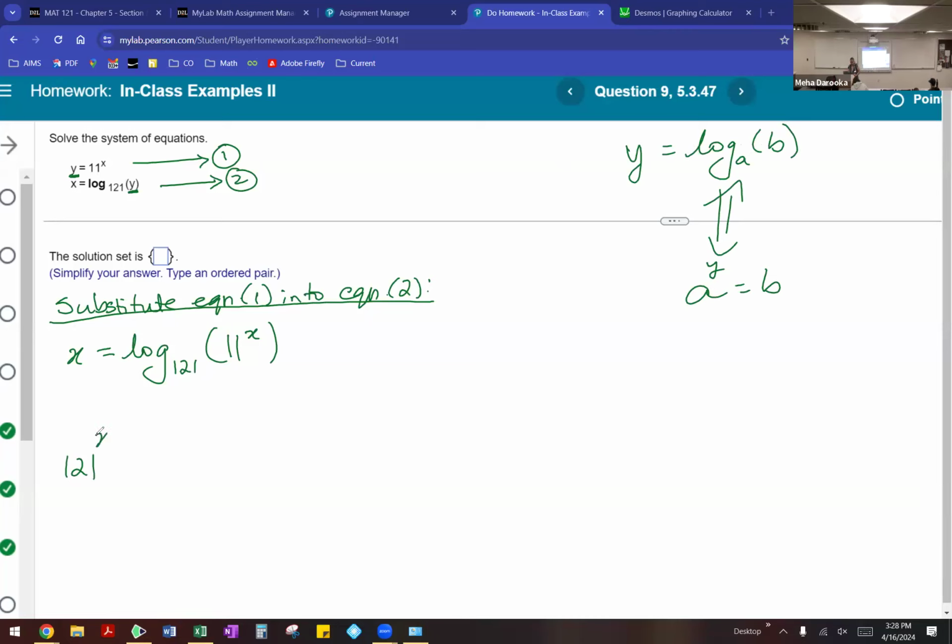to the power of x equals 11 to the power of x. And we're going for that 1-to-1 property, right? If the base is the same, then we can set the exponents equal to each other. So how can I rewrite 121 as something with base 11? Like 121 has 11 to the power.